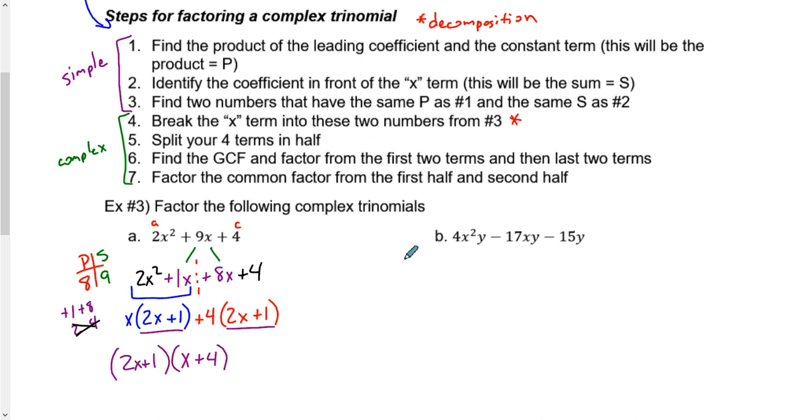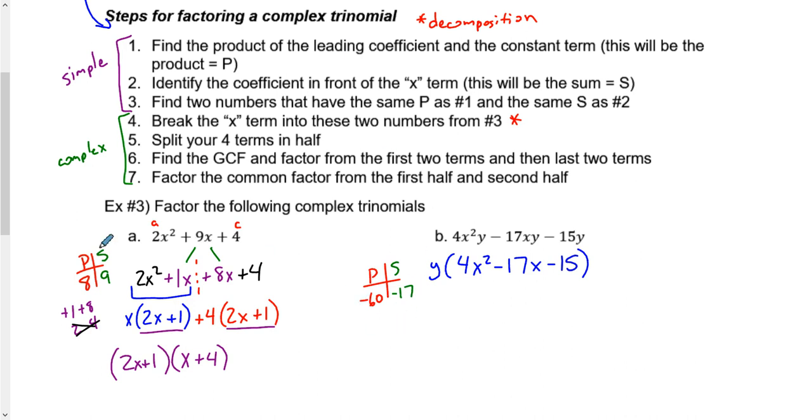All right, next question. Well, here, first step to factoring is always our greatest common factor. We have a y common in each and every single one of these. So we have to factor that out. If you don't factor it out, you're hurting yourself. So our product of our leading coefficient and our constant term, our a and c, will be a negative 60. Sum of negative 17.